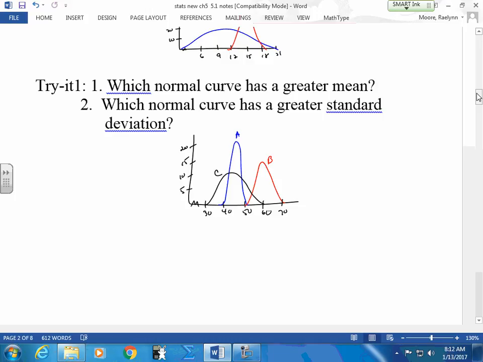Riley, who has the smaller standard deviation? A, it's the narrowest. These are the closest together. Less variation between the data. Remember when we did the box and whisker? Some of your boxes were large like this and some were closer together, and we said that's how close the data was compared to being spread apart. Same kind of concept. Good.